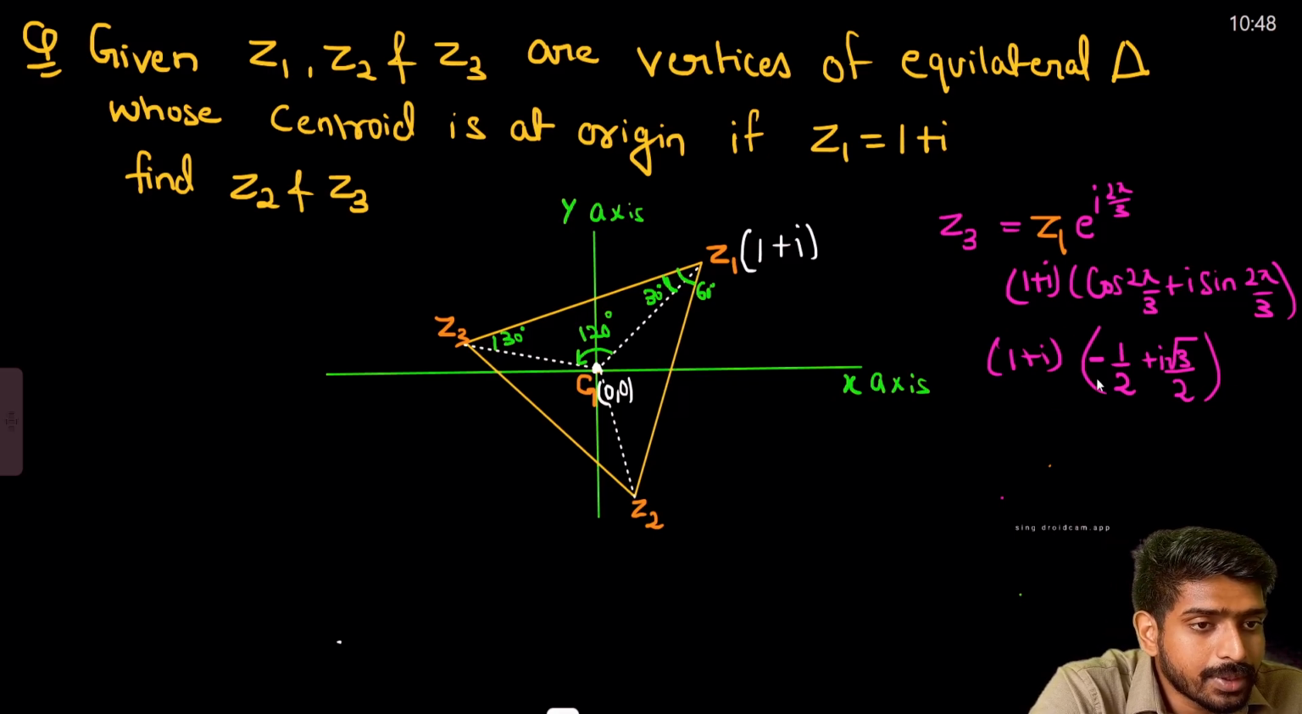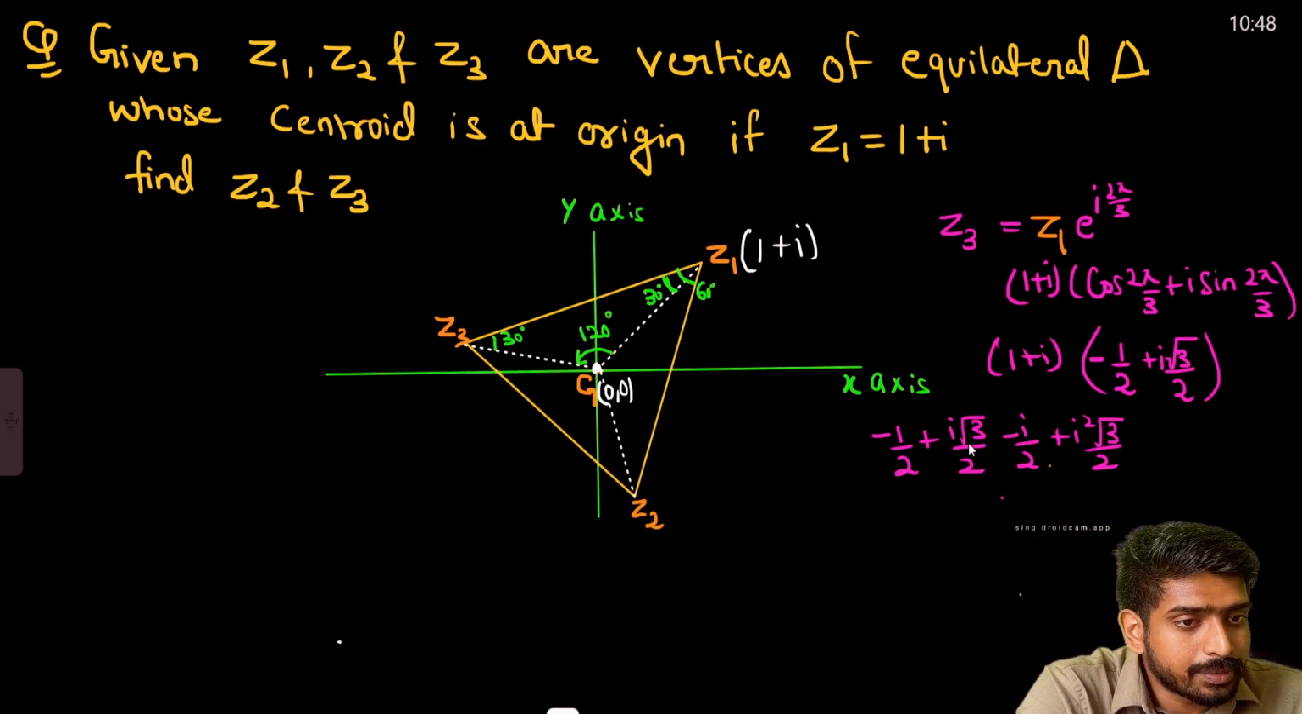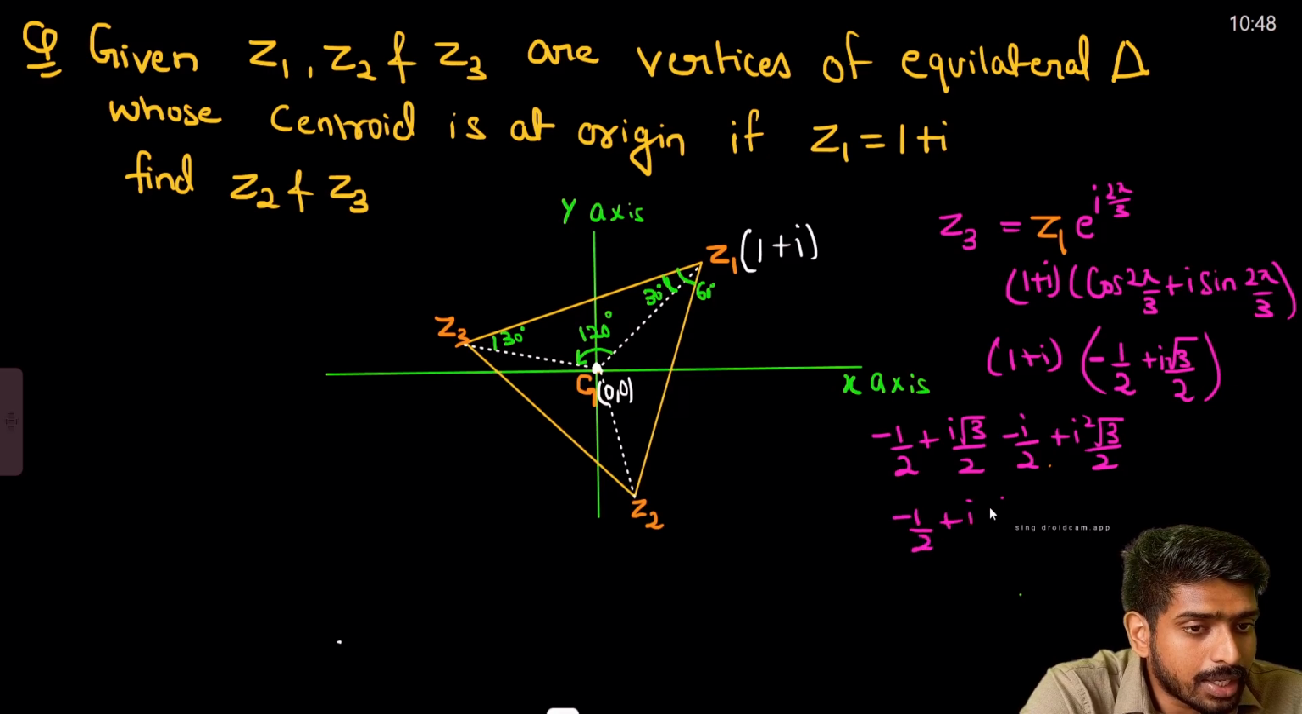So now we multiply. 1 multiplied by minus 1 by 2 is minus 1 by 2. 1 multiplied by iota root 3 by 2 is plus iota root 3 by 2. Iota multiplied by minus 1 by 2 is minus iota by 2. Iota multiplied by iota root 3 by 2 is plus iota square root 3 by 2. Got it? Now, this iota square is nothing but minus 1, so it gives minus root 3 by 2.